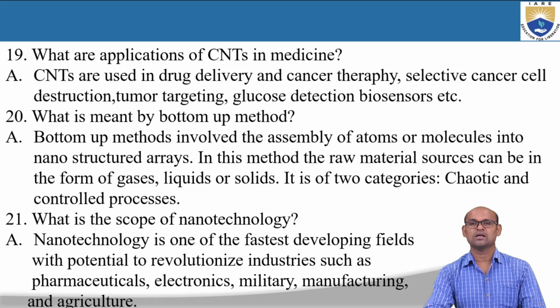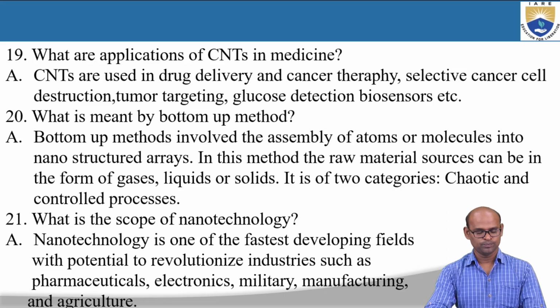What is meant by the bottom-up method? The bottom-up method involves assembly of atoms or molecules into nanostructured arrays. In this method, the raw material sources can be in the form of gases, liquids, or solids. It is of two categories, chaotic and controlled processes.